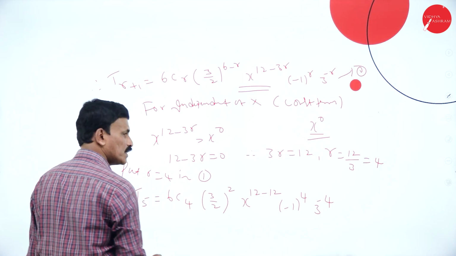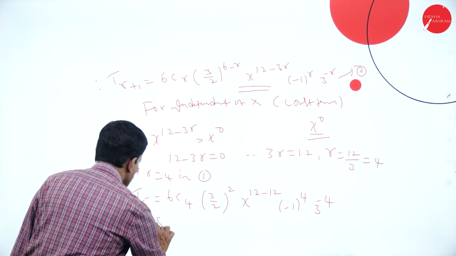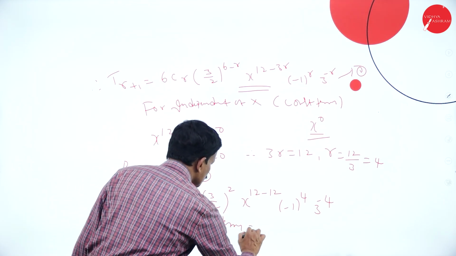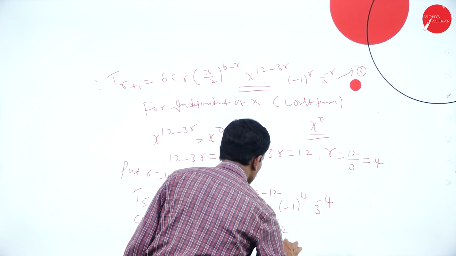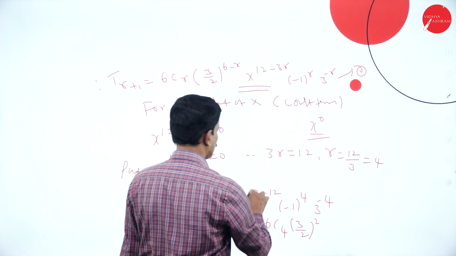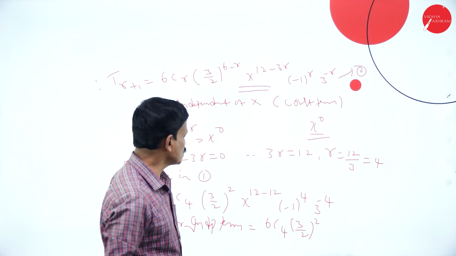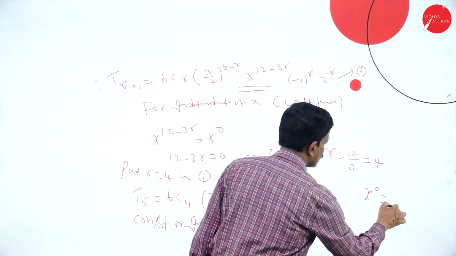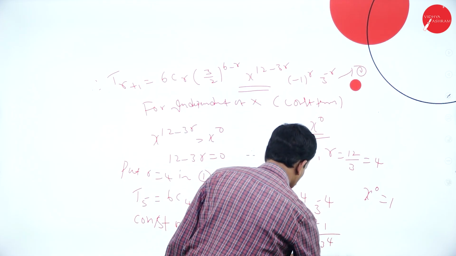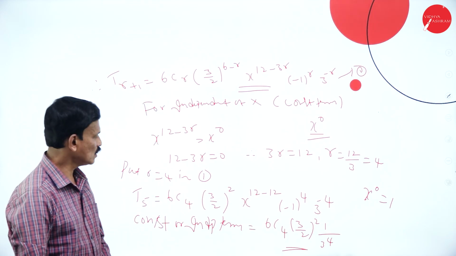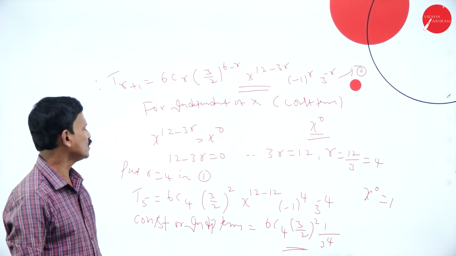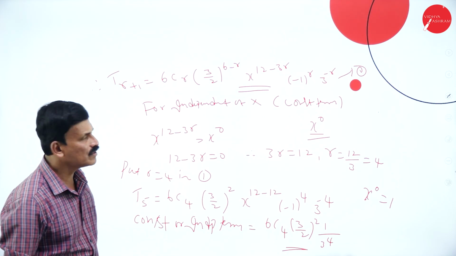So therefore the independent or constant term is equal to 6C4 into (3/2) whole square into x to the power of 12 minus 12, which is 0. x raised to 0 is 1, since x to the power of 0 is 1, into (minus 1) to the power of 4, which is plus 1, into 1 by 3 to the power of 4. That's it. So the constant or independent term is 6C4 times 3 square divided by 2 square into 1 over 3 to the power of 4. Simplify, you will get the answer.